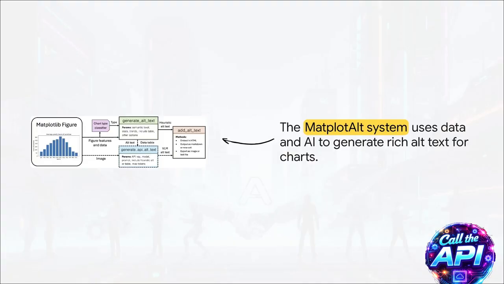And of course, cool new tools are popping up to help with this. Take Matplotlib, for example. It's a system that's designed to generate these super rich, multi-level descriptions for charts. It uses a mix of direct data analysis for the factual stuff and AI models to help describe the more complex trends. It's a way smarter approach than just an empty alt tag.